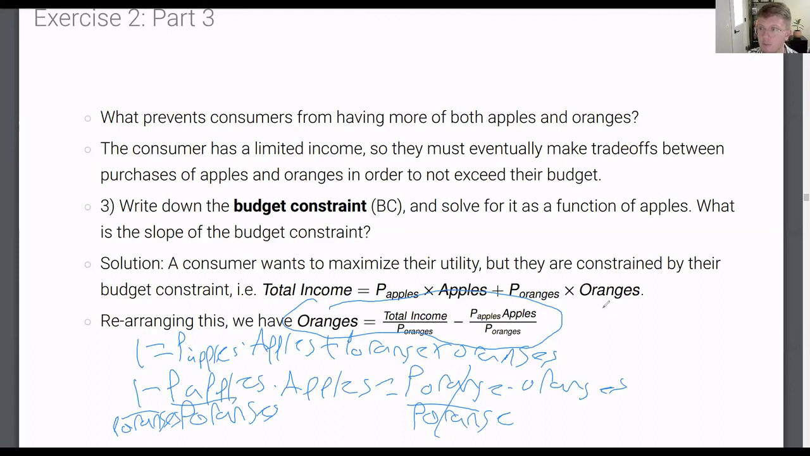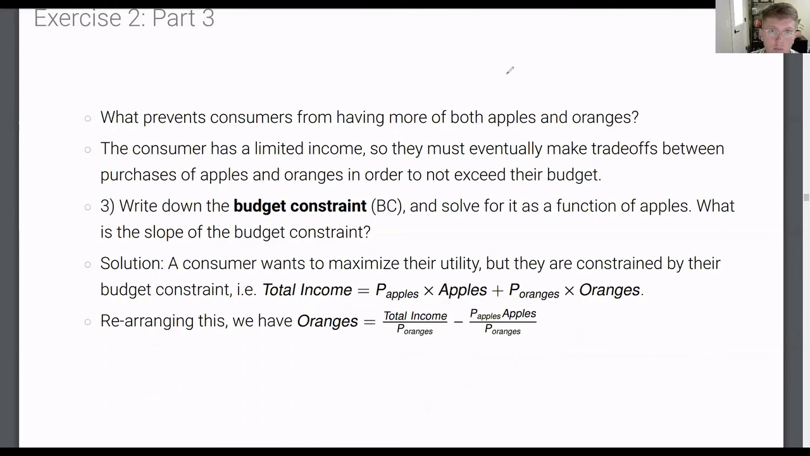So essentially, recall that we said that apples was the x-axis and oranges were the y-axis. So then in sort of apple-orange land, we have that the slope of this curve is going to be P apples over P oranges with a negative slope. So that's going to be the slope of the budget constraint. In essence, it's just showing what the trade-off is between apples and oranges monetarily.